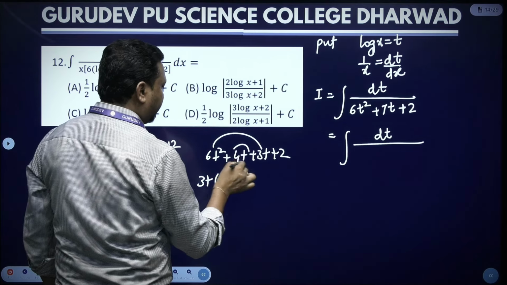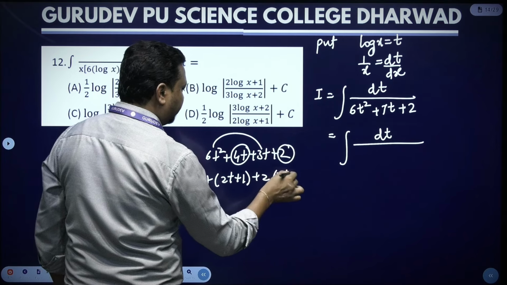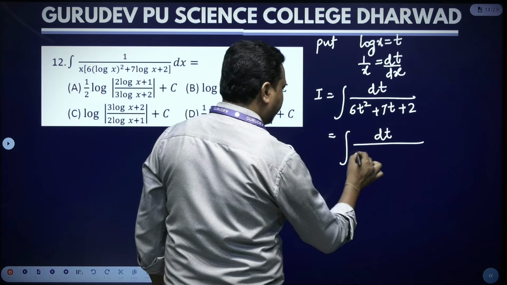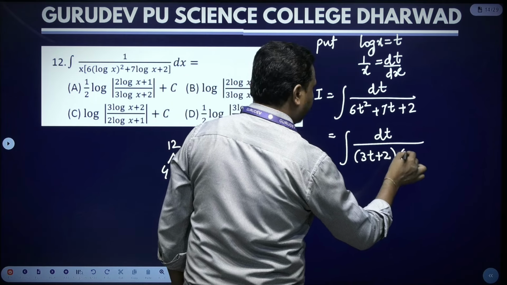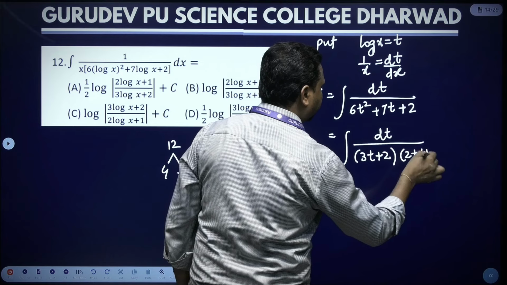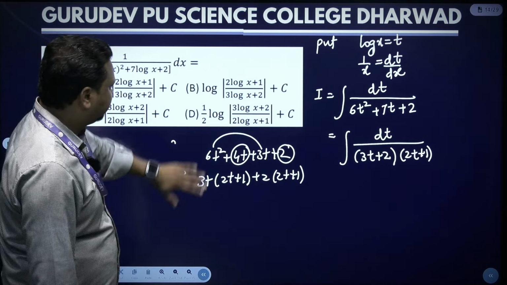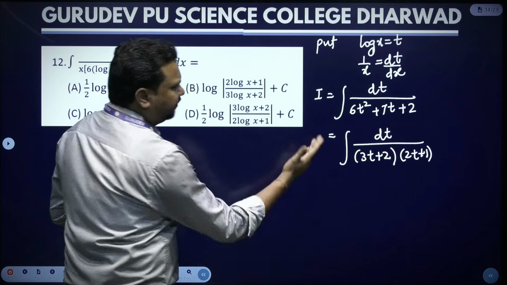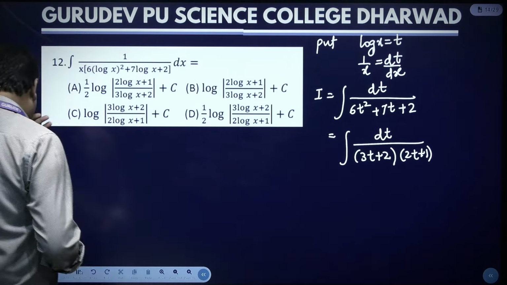And you can take 2 common. So, you can get 2t plus 1. Therefore, 3t plus 2. One factor in agathe. 3t plus 2 into 2t plus 1 agathe. Done. So, quadratic equation mele solve madidanta method aitha. So, factors kal bandre, I think we can go for partial fraction. So, partial fraction hek solve madta idira.